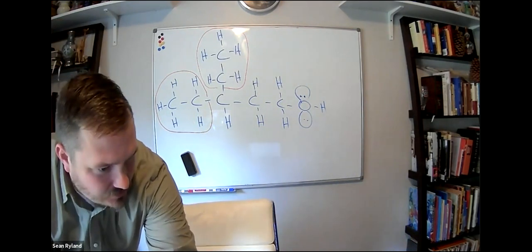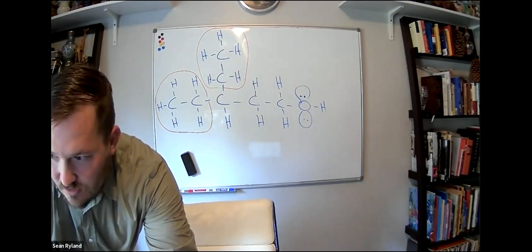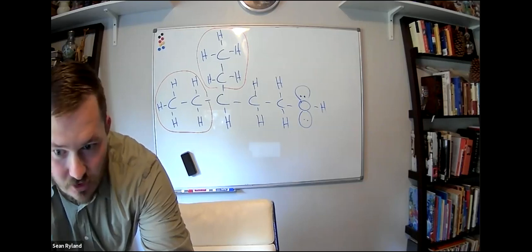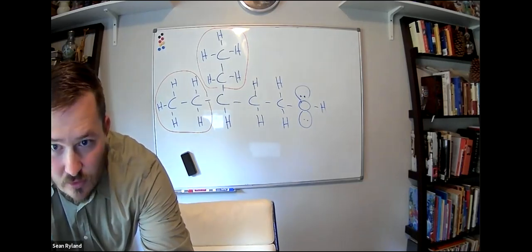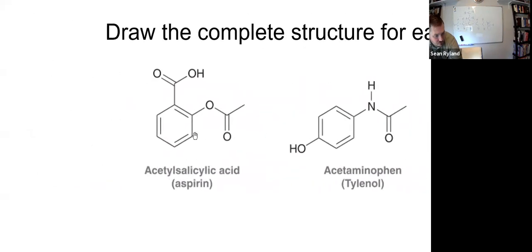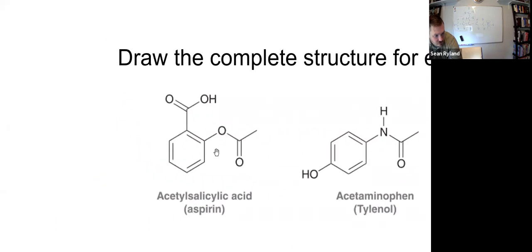Let's see what the next one was. So then there's some more practice taking skeletal structure, and we'll do one of those. Let's do aspirin, acetyl salicylic acid. Draw the complete structure for that. So same thing we just did, except now we're going from skeletal structure to complete structure.